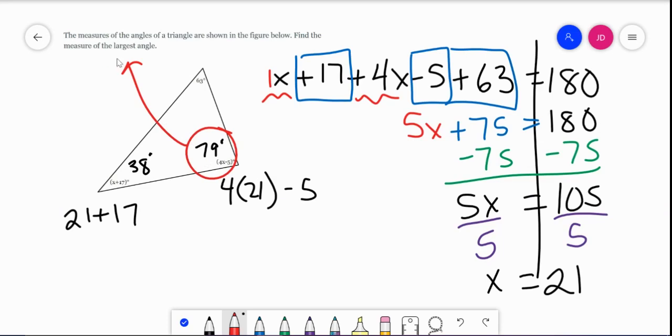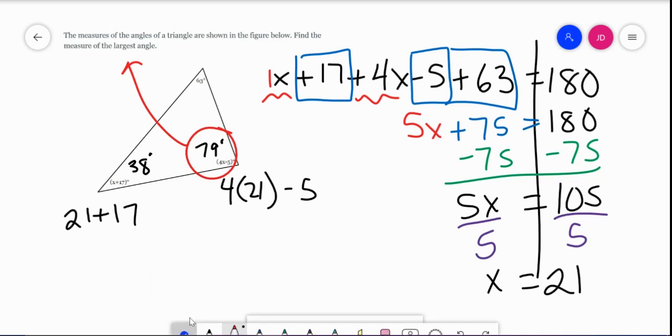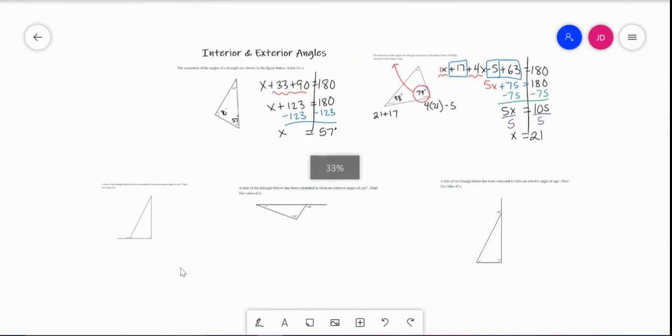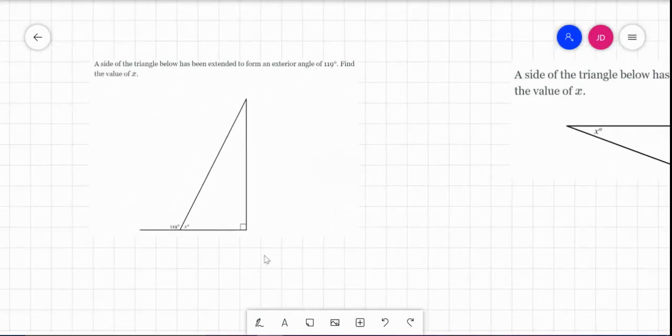So be careful what they ask for. They might ask for the largest angle, the smallest angle, and so forth. So once you figure out x, you're not done. All right. So we know all the interior angles of a triangle add up to 180. Now let's take a look at some other diagrams where I have an exterior angle.